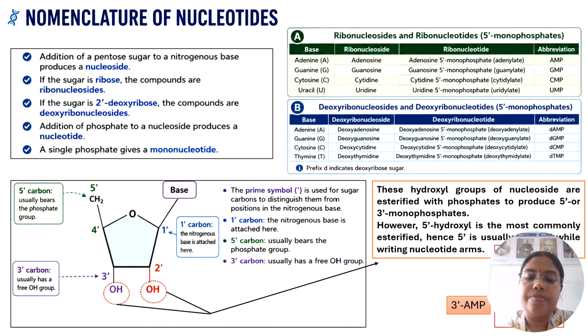And these hydroxyl groups of the nucleosides are esterified with phosphates to produce the 5' or 3' monophosphate. So actually the 5' group is most commonly esterified. In most cases it is the 5' usually, but in some cases, if the 3' is attached with the phosphate group, then it is known as 3' adenosine monophosphate or guanosine monophosphate, like that. So based on the carbon number, the 3' or the 5', we can decide.